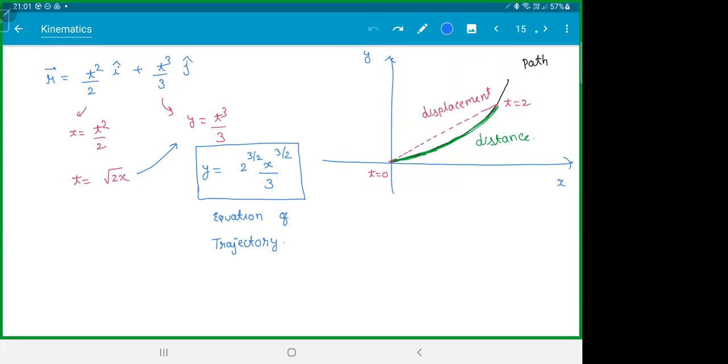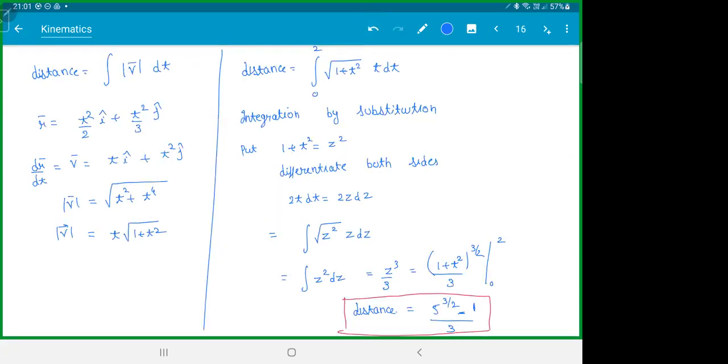Now for distance, it is speed into time, but speed is not constant. So differentiate, get the velocity. The magnitude of velocity is speed, then integrate mod v dt. And you can't integrate this directly. We have to use something called integration by substitution, where you replace this entire 1 plus t square with a variable called z square. Now, why do we have to do this?